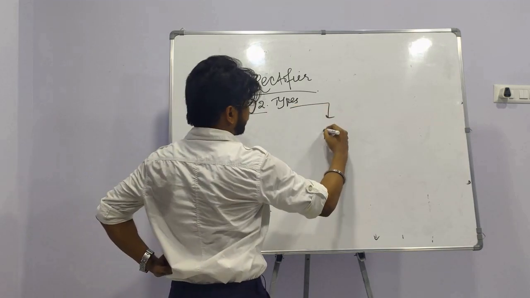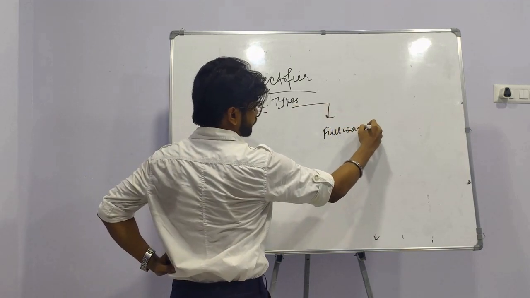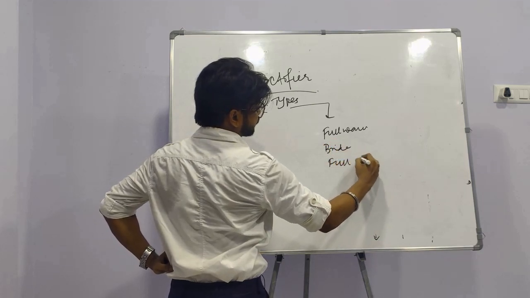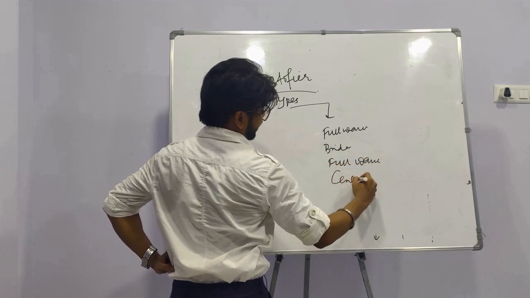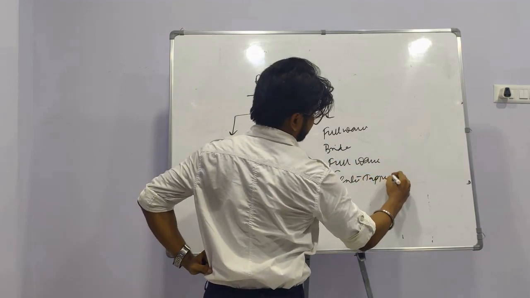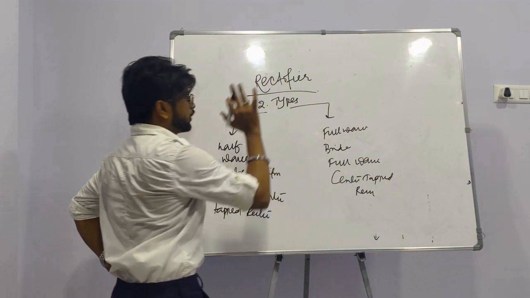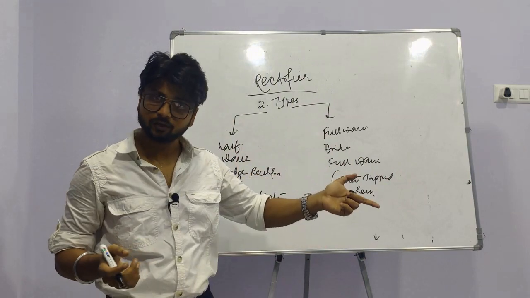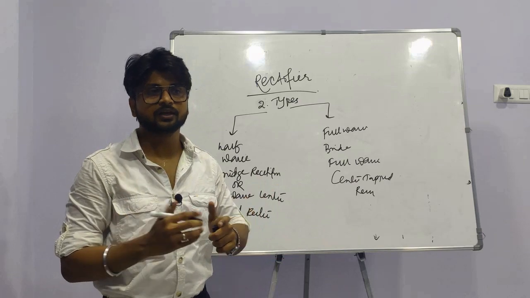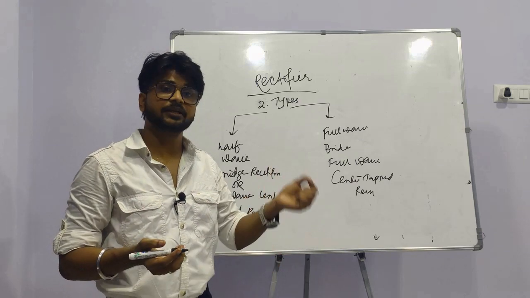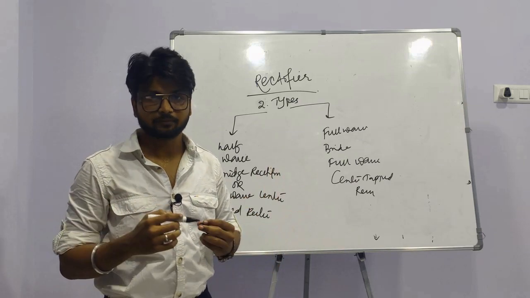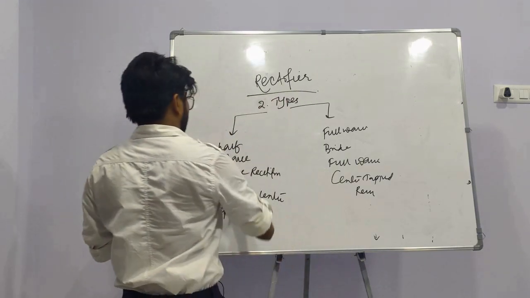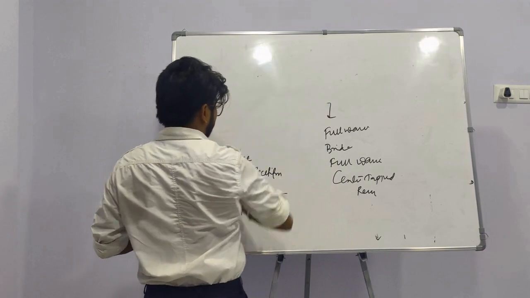Another is the full wave bridge or full wave center tapped rectifier. So there are two types of rectifier in terms of function, that is half wave and full wave, and there are also two types of rectifier as per construction, that is a bridge rectifier or a center tapped rectifier. So now let us discuss the half wave center tapped rectifier.